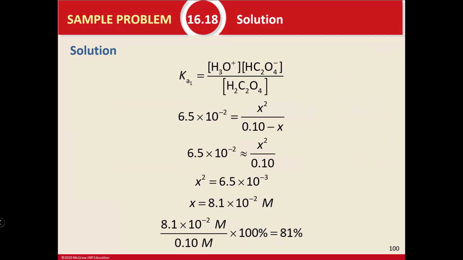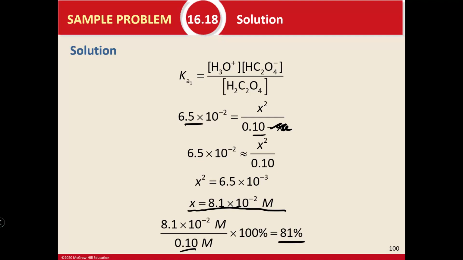So the Ka is so small, we're going to assume this X is negligible. We're going to solve for X. We get 8.1 times 10 to the negative 2. We put in 8.1 times 10 to the negative 2 divided by 0.1. We get a percent ionization of 81%.